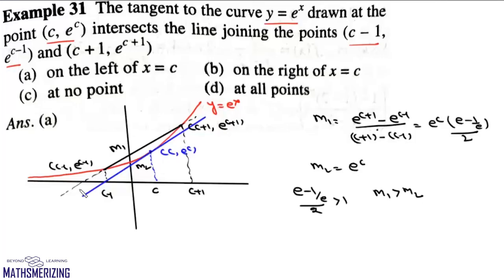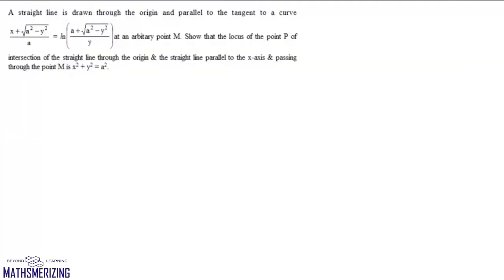If they were parallel, they'll never intersect. But in this case, since the slope m1 is greater than the slope m2, that means the distance between them will increase. So these two lines, they'll intersect on the left of c. So the answer to this question is these two lines, they'll intersect on the left of x equals c, and that's your option A.